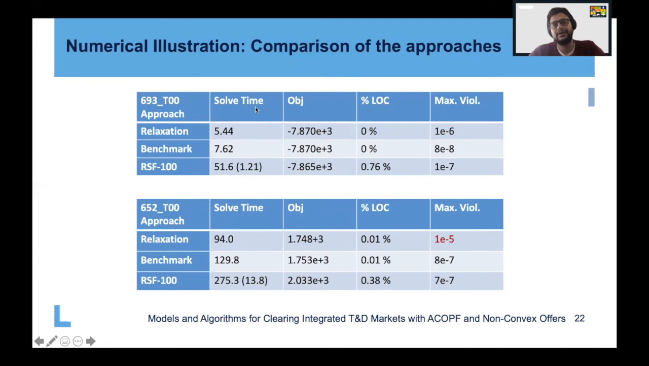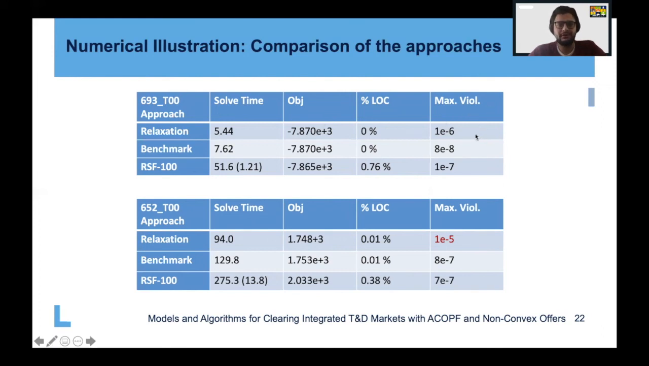We report the solve time. Between parentheses is an ideal solve time if we parallelize the RSF approach. We report the objective function. We report the percentage of lost opportunity costs. Lost opportunity cost, if you don't know what it is, we can assume that it's what you would need to pay to a generator or an operator to make them take a particular decision if it's not optimal. And we report also the maximum violation on the constraints.